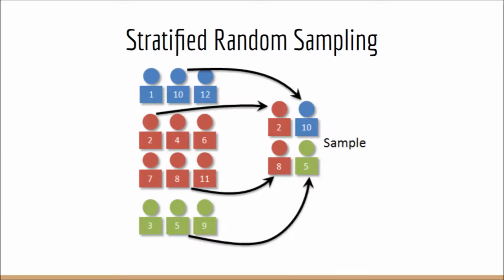Stratified random sampling helps to reduce sampling variability. It ensures that every sample will have at least one individual from each stratum. For example, in the picture, there is no way that our final sample will have no blue individuals.